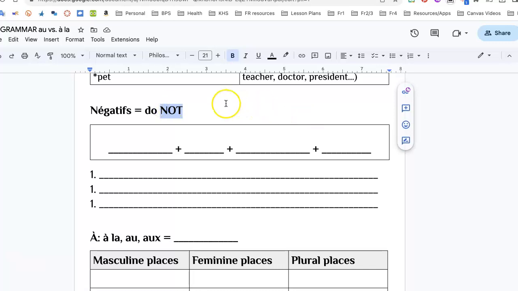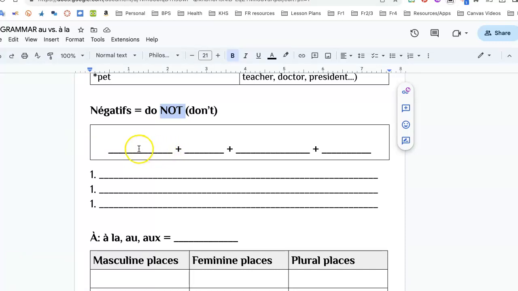Now in English we have these two words. Oftentimes we say don't and we squish it together, but we have two words, do not. Now in French it's the same. There are two words, and I think we even talked about this last week. So here is how it goes.